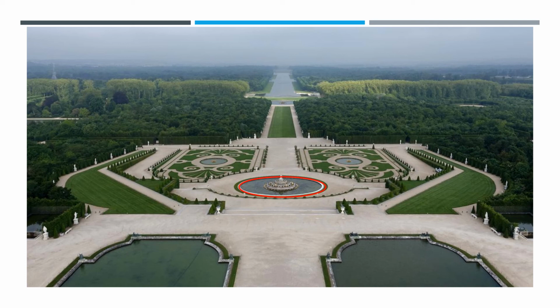The control of water was the proof that the king was powerful. He decreed that water be brought in. He decreed that water be made into fountains. He decreed that it be made in these perfect reflecting pools, and it was. Also, the control of nature.